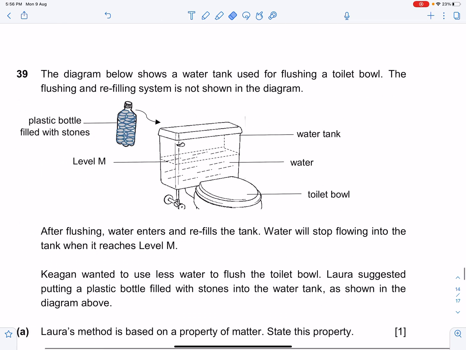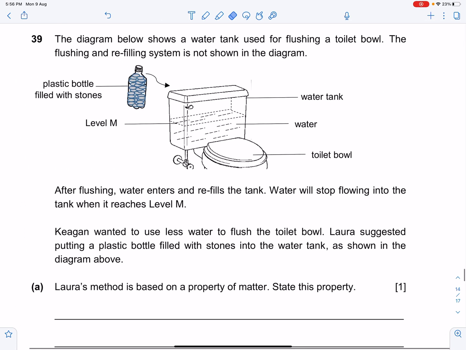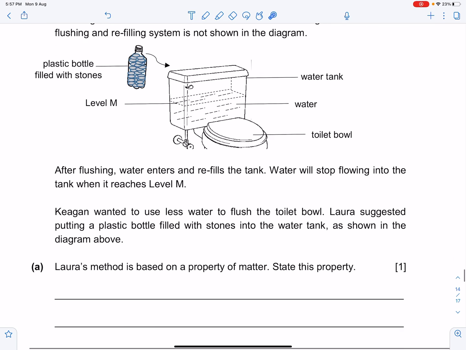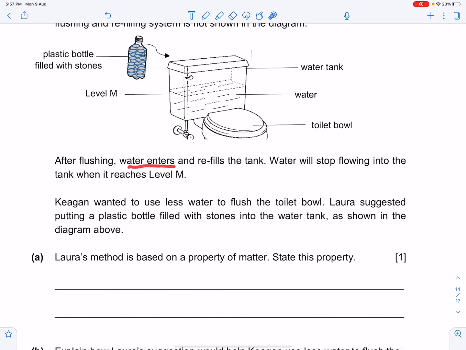Next. Okay, the diagram below shows a water tank used for flushing a toilet bowl. The flushing and refilling system is not shown in the diagram. Okay, after flushing, water enters and refills the tank. Water will stop flowing when it reaches level M. So M is here. Okay, I will draw a line.